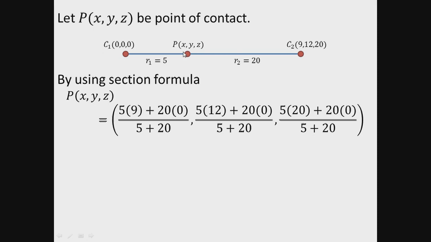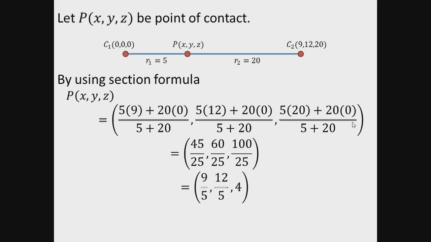X will be 5 into 9 plus 20 into 0 divided by 5 plus 20. Y will be 5 into 12 plus 20 into 0 divided by 5 plus 20. And the coordinate of Z is 5 into 20 plus 20 into 0 divided by 5 plus 20. So it comes up to be 45 by 25, 60 by 25 and 100 by 25. Simplify it, that gives us the answer 9 by 5, 12 by 5 and 4. So this is the point of contact of the two spheres.